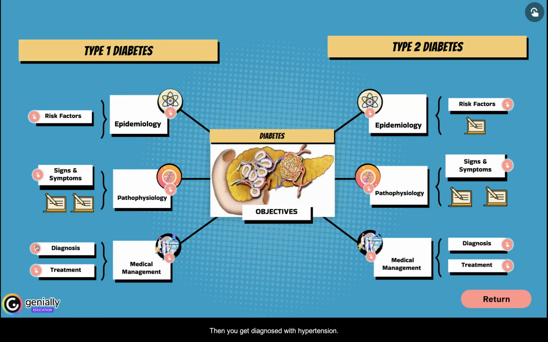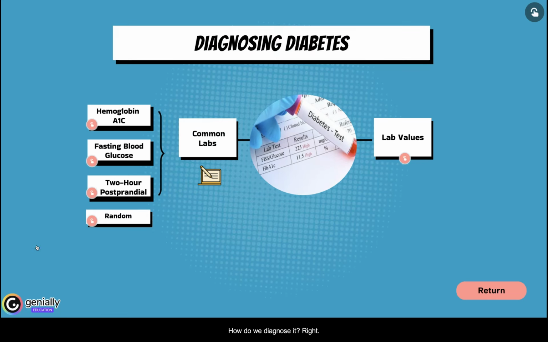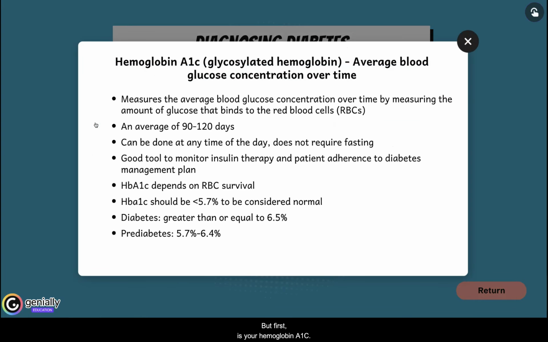Then you get diagnosed with hypertension. Similar with this we have for diabetes, right? How do we diagnose it? First is your hemoglobin A1C. So HbA1c measures the average amount of blood glucose concentrations in your body over a period of time, about 90 to 120 days.